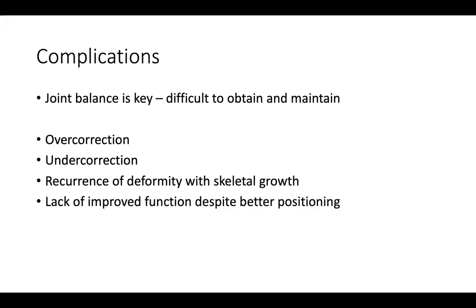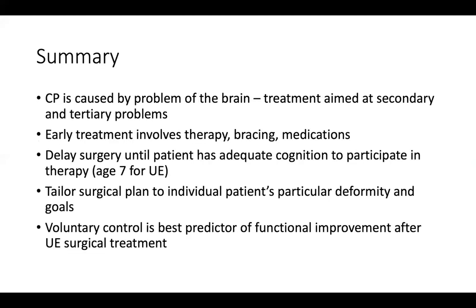So obviously there's a lot to consider in treating these patients and trying to come up with the best surgical plan. The goal is balancing the joint and getting the joint into a more functional position, but this can be difficult to obtain in the first place and then to maintain as well. Complications of these surgeries involve overcorrection of the deformity and undercorrection. Often they can have recurrence of the deformity, especially in young patients as their skeleton grows. And they may still have a lack of improved function despite the joint being in a better position. So all complications that can occur with these procedures.